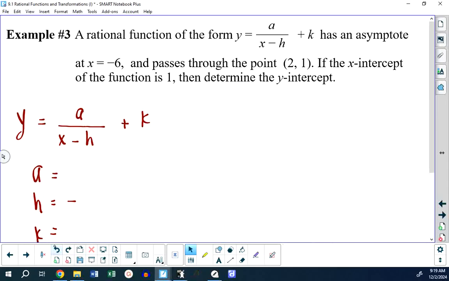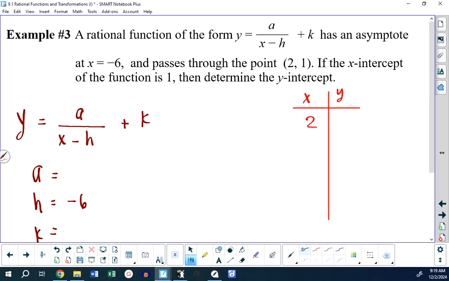So how are we going to determine the values of a and k? Well, we can start populating a table of values. It passes through 2, 1. But here's the issue. That's only one point, and we have two parameters. And we've seen questions like this before. I hope you remember we've seen them. If you have two missing parameters, you need 2 points. What's the other point?